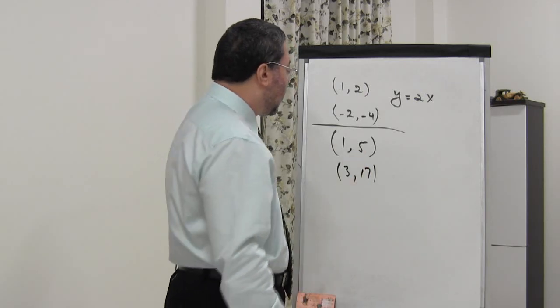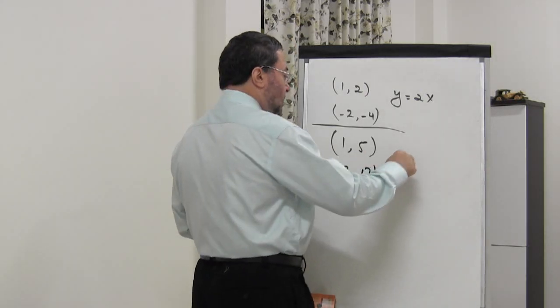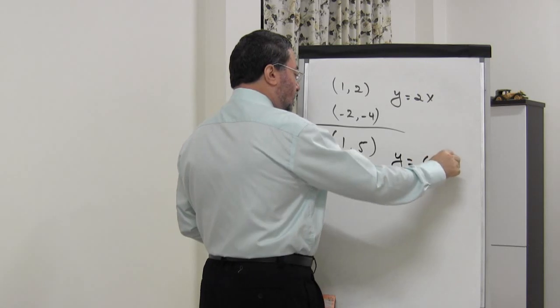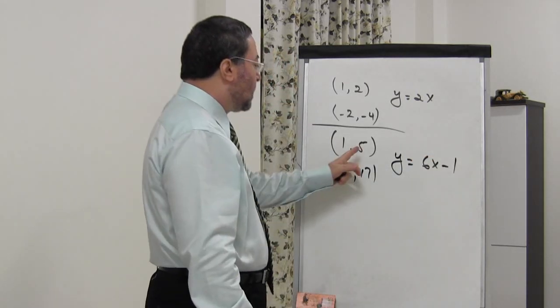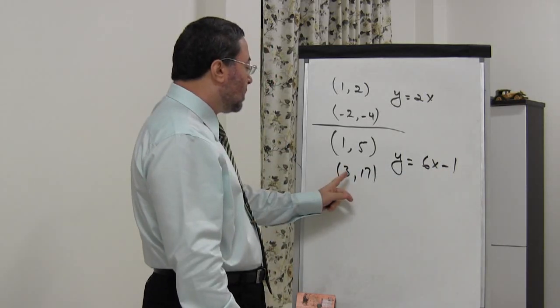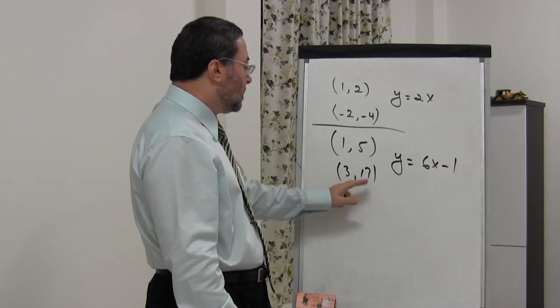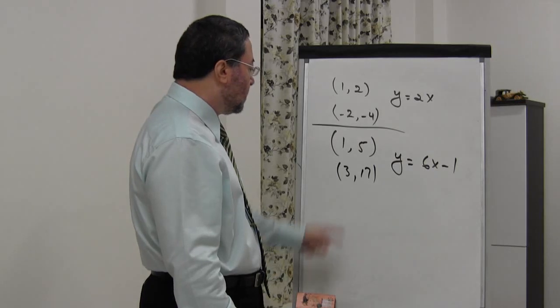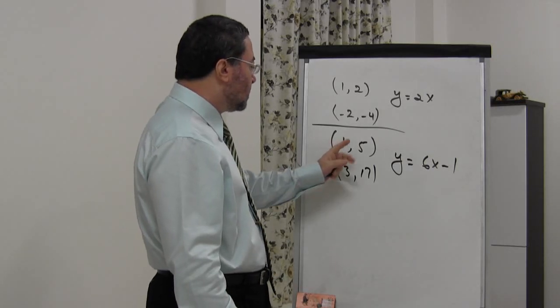Here, the y and x are related by this. The y is 6 times the x less by 1. So if you multiply this by 6, that's 18. Minus 1, that's 17. Multiply this by 6, that's 6. Minus 1, that's 5.